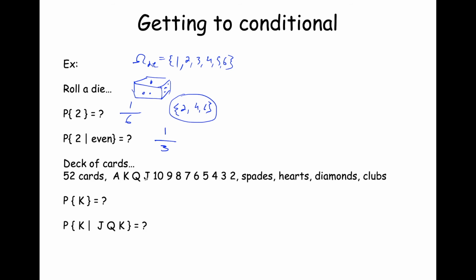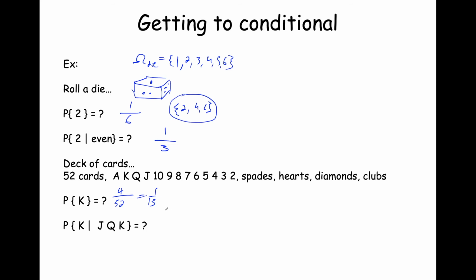Likewise, if we look at a deck of cards, it has 52 cards. We have 4 different card values in 4 different suits: spades, hearts, diamonds, and clubs. Now, if we said what's the probability of picking a king, well, there are 4 kings. There's a king of spades, a king of hearts, a king of diamonds, a king of clubs. So there are 4 kings available in your deck. You have a total possibility of 52, so that's 1/13 as your probability of picking a king.